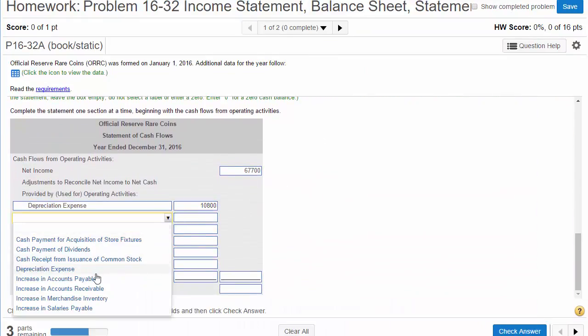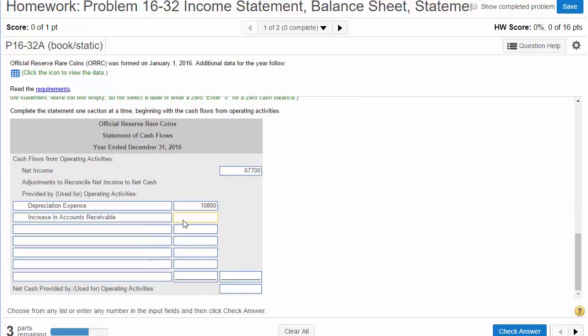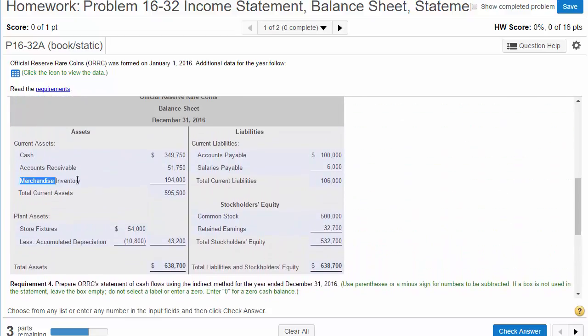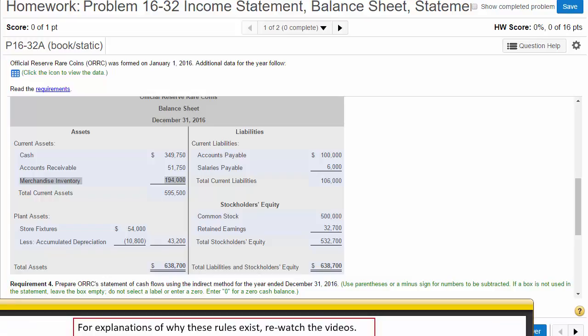So our increase in AR is going to be minus 51,750. And the other current asset is inventory. So inventory went from 0, since this was a brand new company, to 194,000. So if inventory went up, then the net effect is cash goes down.